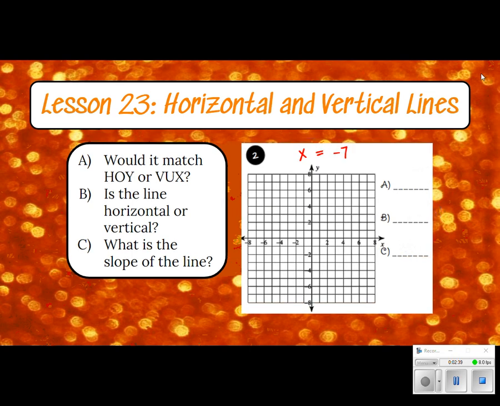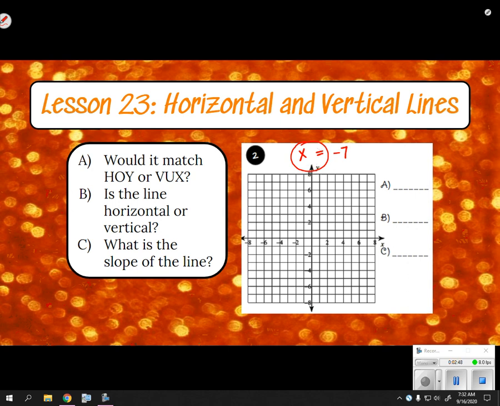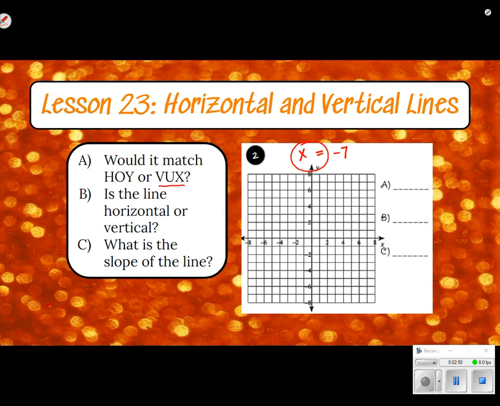All right, so here's another example. We've got x equals -7. Because it's x equals, which one are we going to choose, hoi or vux? We should choose vux because it has the x in it. Then is the line horizontal or vertical? Because of the v, it's vertical. And what's the slope? The u tells us that it's undefined slope. So we're going to go through x equals -7, so -7 on the x-axis.